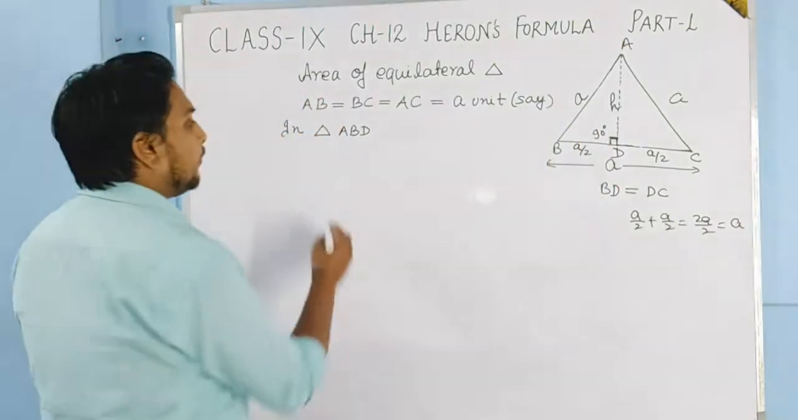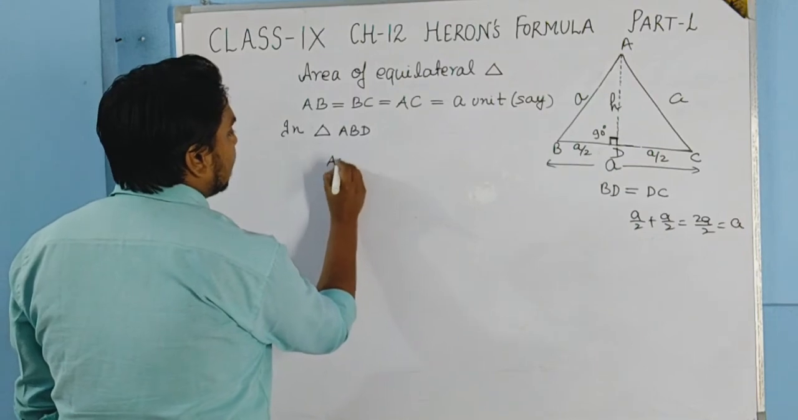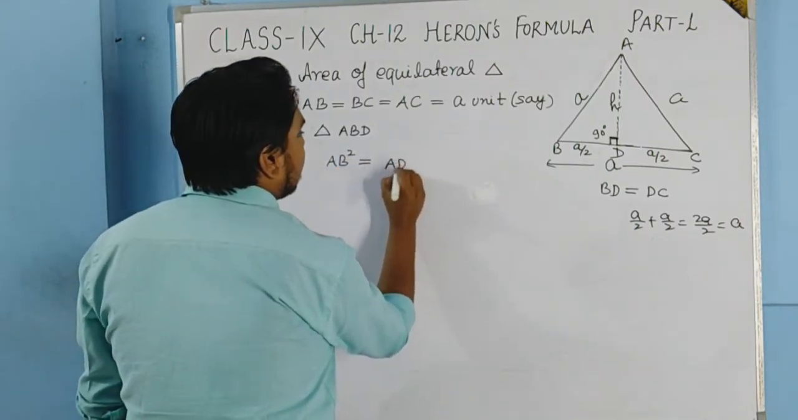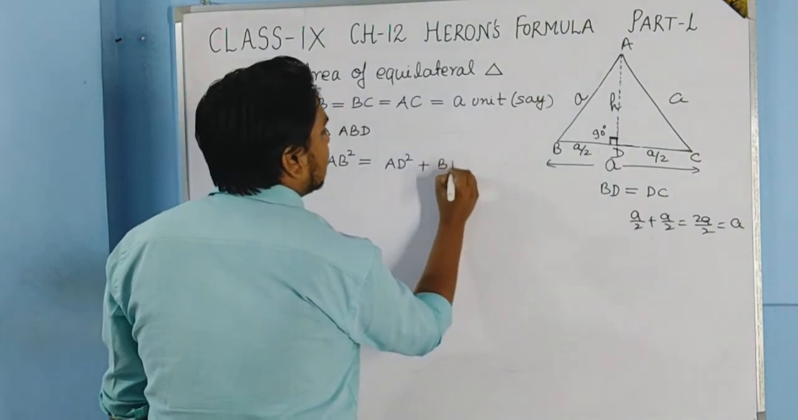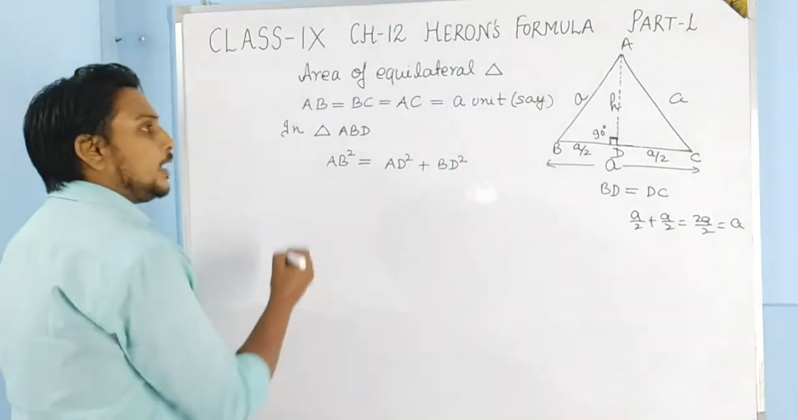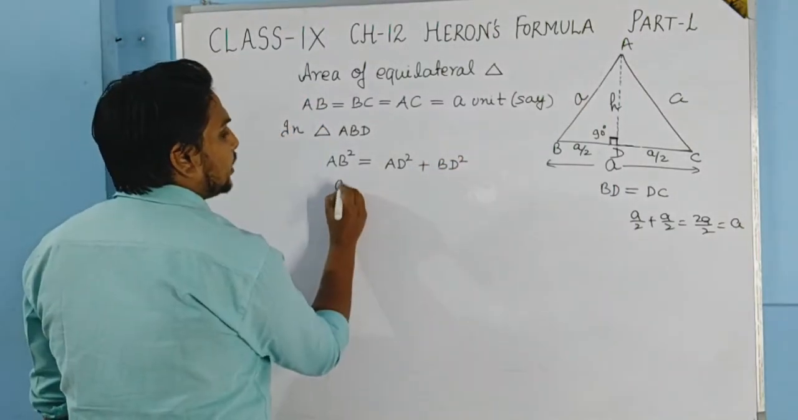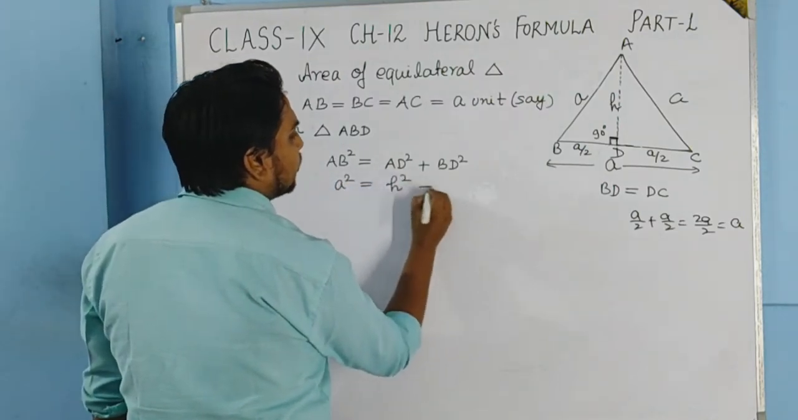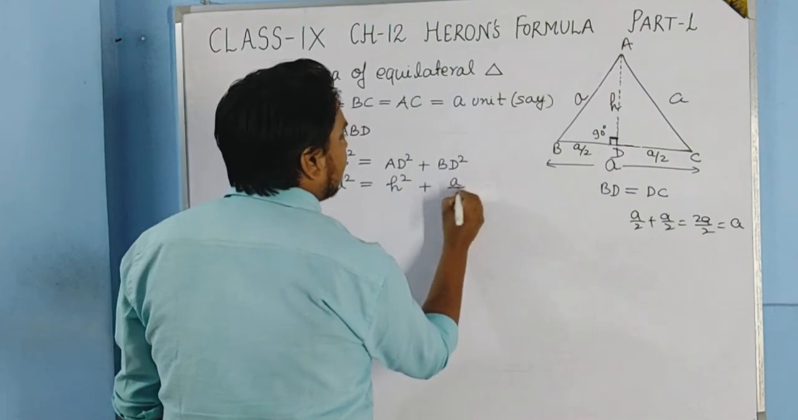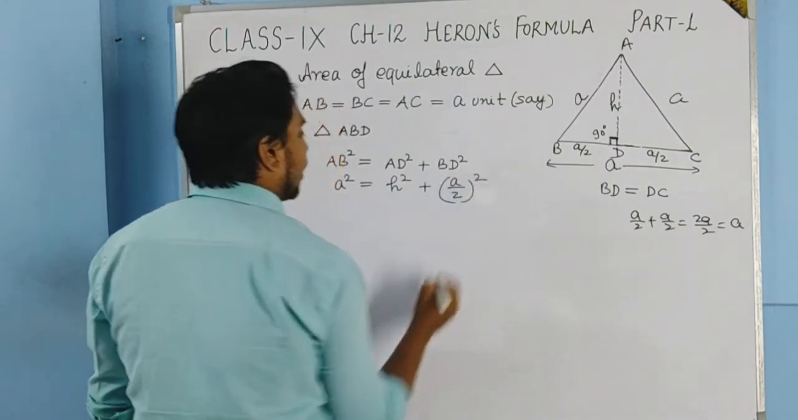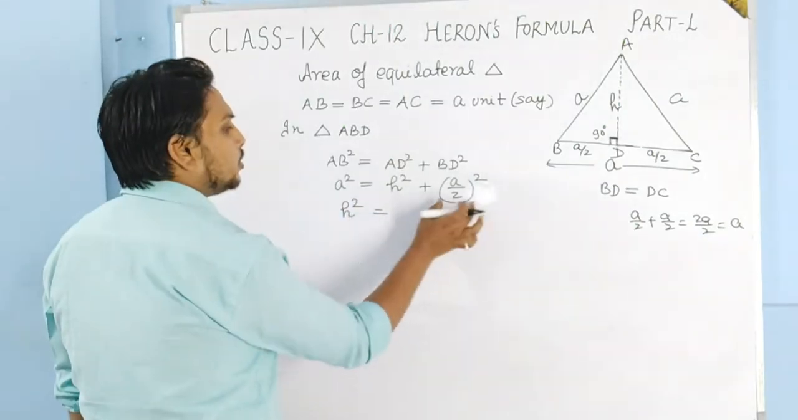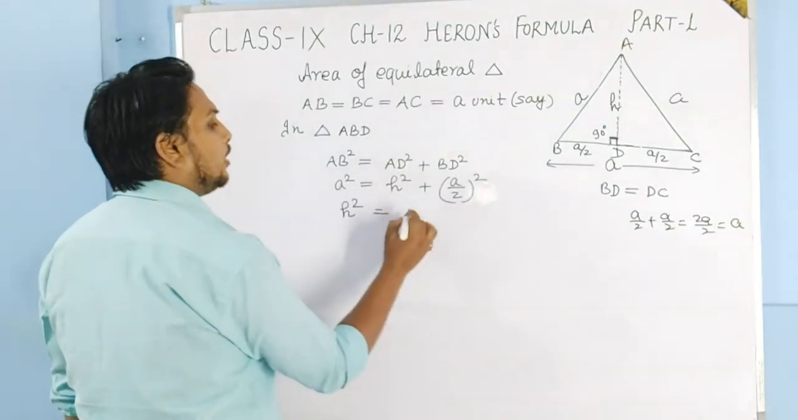From the Pythagoras theorem we can say that AB square is equal to AD square plus BD square. AB square is what? AB is A, so it will be A square. AD square is H square. BD is A by 2 square. Now we have to find the value of H square, so just shift this A by 2 square to the left hand side.